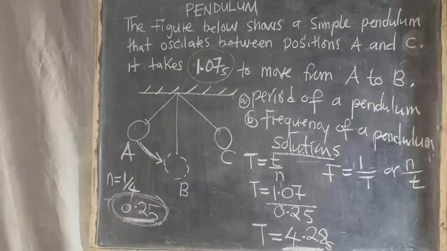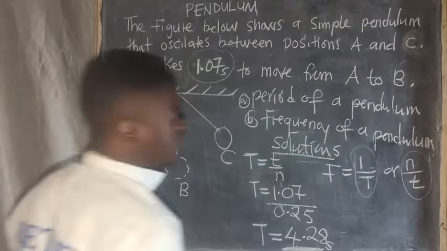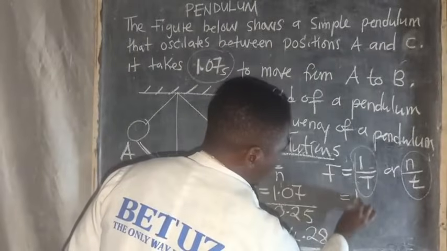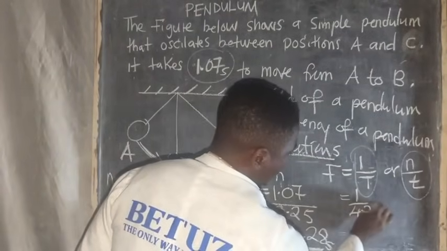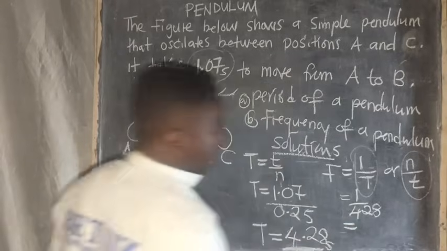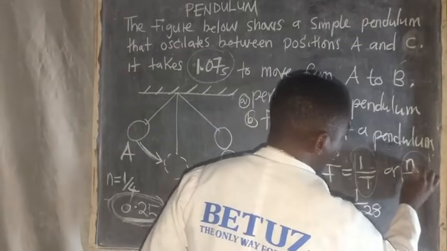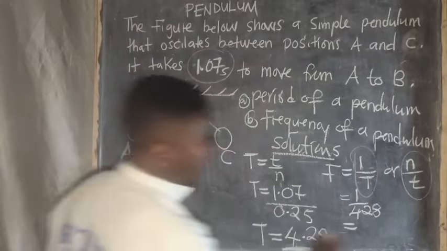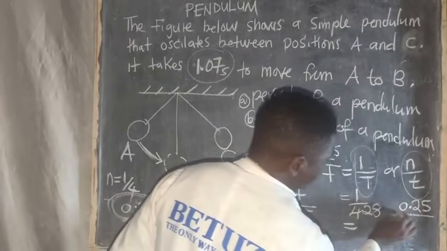You can use this one or that one. You're still going to find the same answer. So we say 1 over period, 4.28. What is our answer there? And here, when we say N, we know N is 0.25. I just want to show you that we're still going to get the same answer.